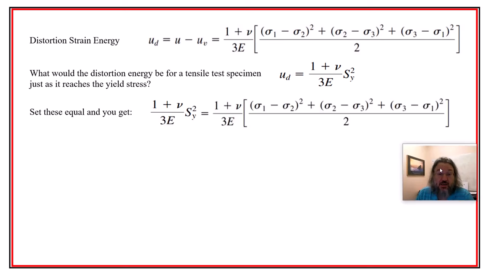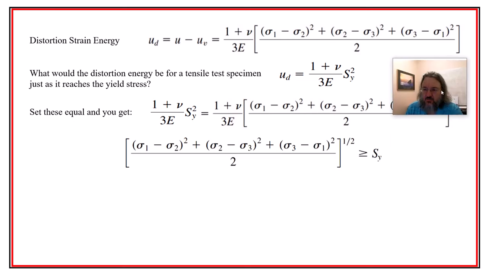Right here, I went ahead and set them equal. Notice that these material property terms are going to cancel out. This is the generic case, any stress state being put onto the part. Those cancel out, and we set a criterion. We say that when this is greater than or equal to the yield strength, that's when failure occurs. That's the distortion energy theory, right? That's when it occurs.